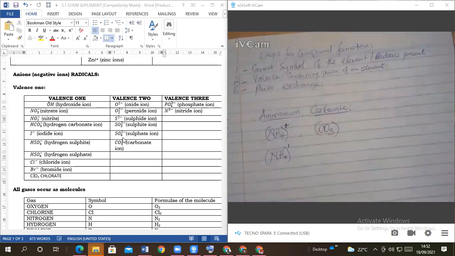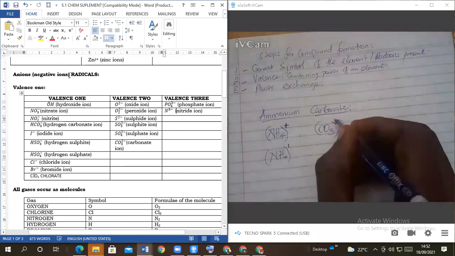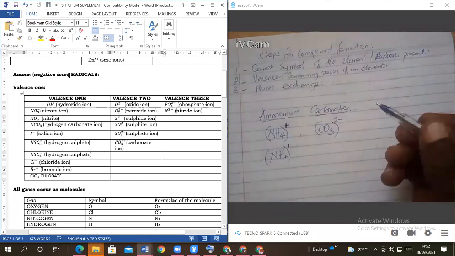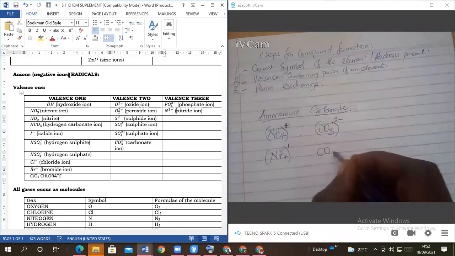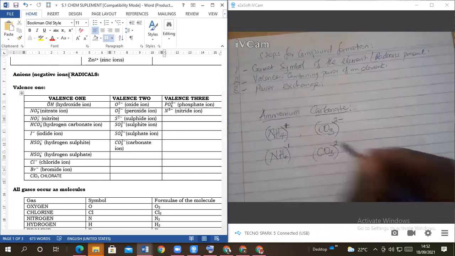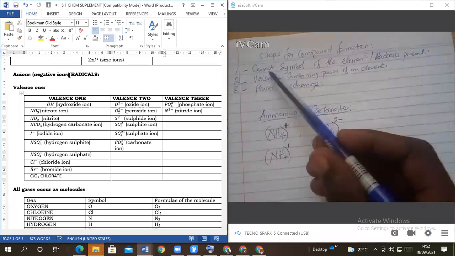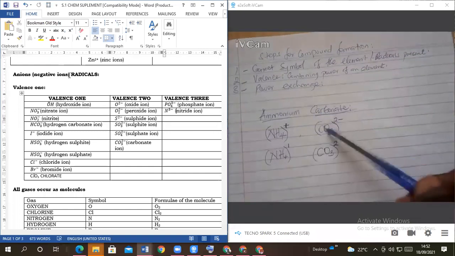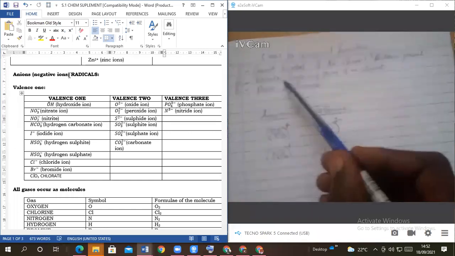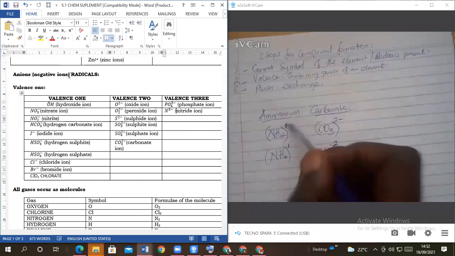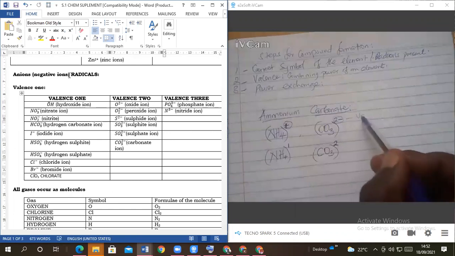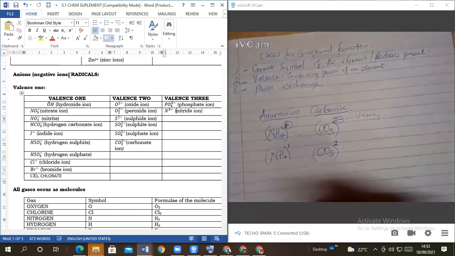It is under valence 2. Okay? Since it is a negative ion, we say it is carbonate 2 minus. Or someone can just write CO3 and put a 2 up. That is the correct symbol of the element. NH4 is the symbol of ammonium. Then carbonate is CO3. Then the valency, or the combining power, you put it on top here.